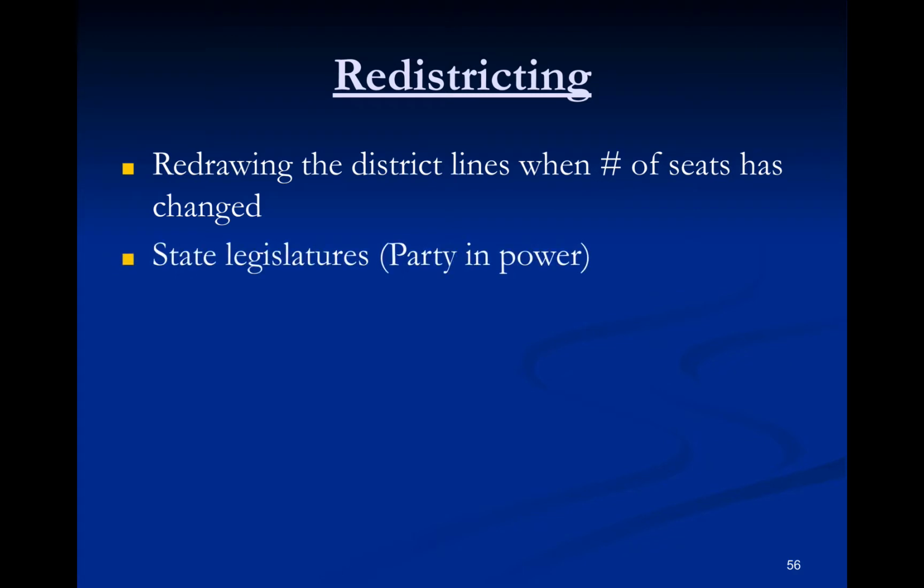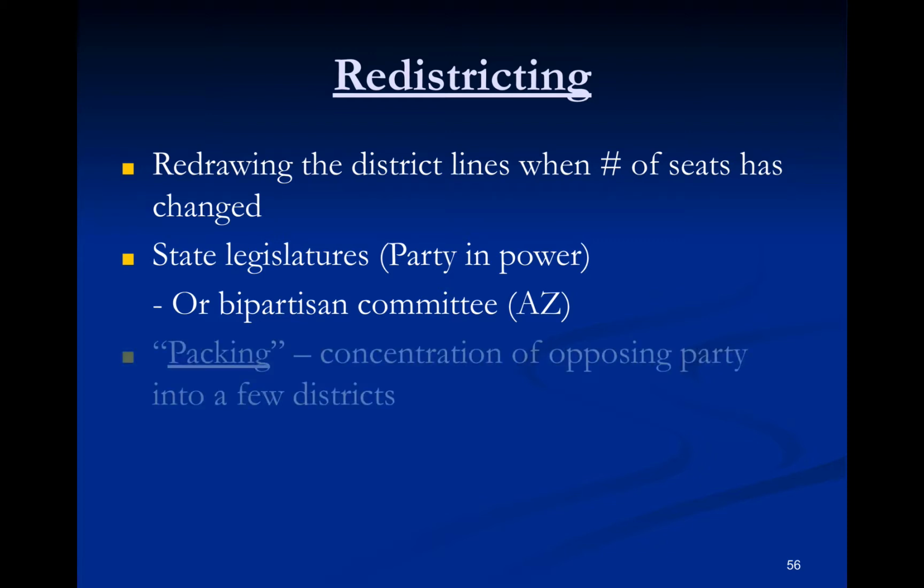Now, state legislatures typically do this, or what we'll say is the party that's in power in the state legislature in most states gets to redraw these lines. And the redrawing of lines is extremely political in some instances. Arizona is one of the states that uses a bipartisan committee. It is a committee of 5 citizens who apply, two Republicans, 2 Democrats, and then it's chaired by an independent. They create these maps and then they give them to the state legislature for approval.